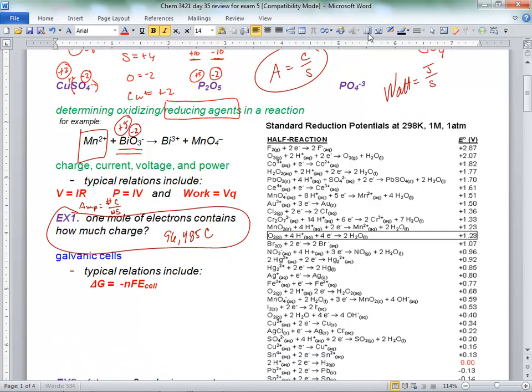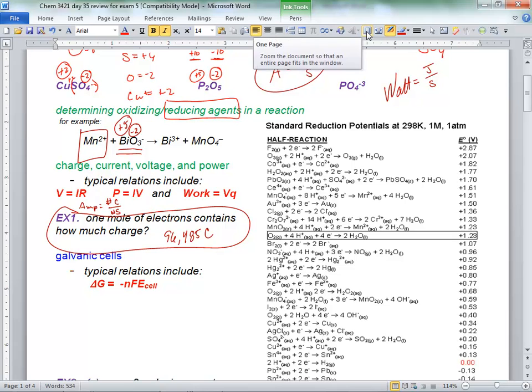Nernst is one. That's one way to get E cell. Right? E cell is E0 cell minus 0.0592 all over n log of Q. Okay. Now that, so you can get the voltmeter, Nernst equation.